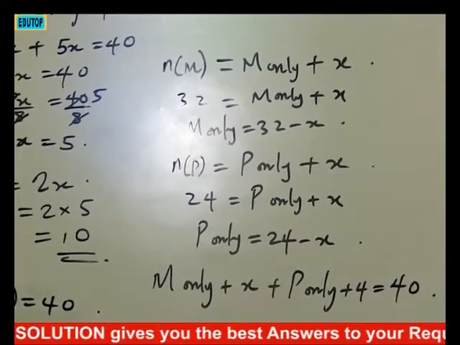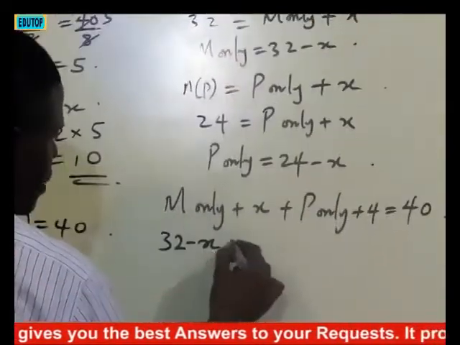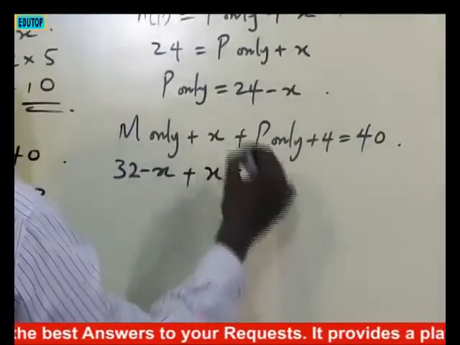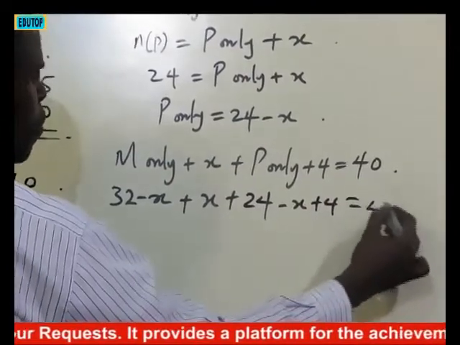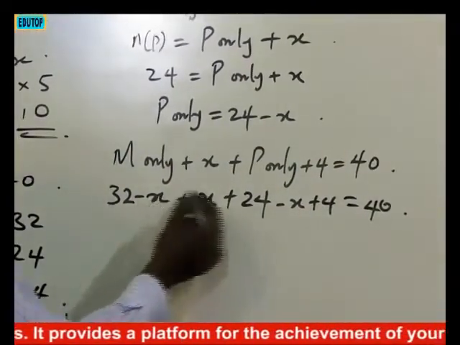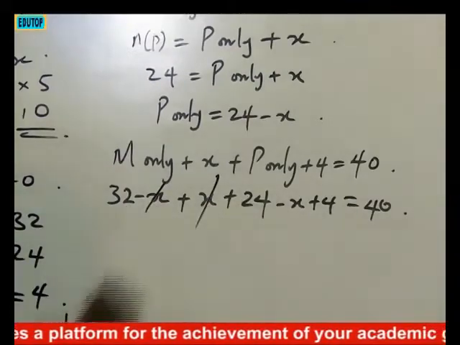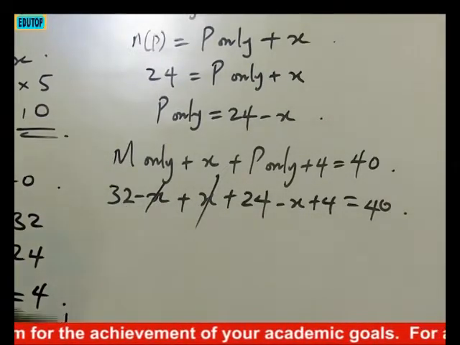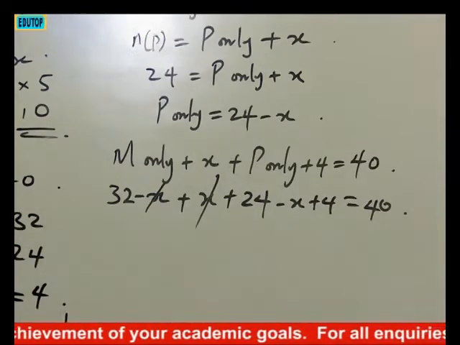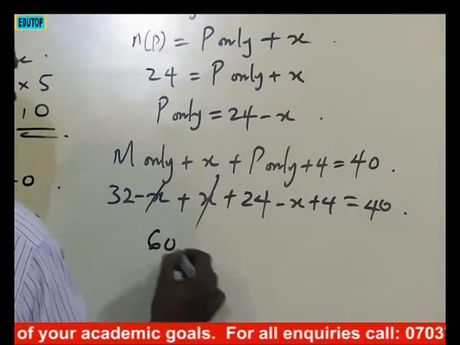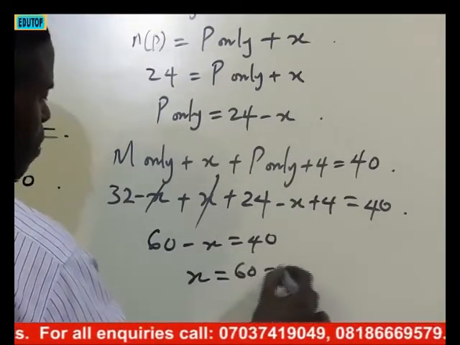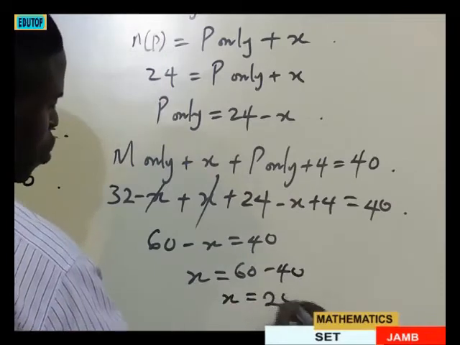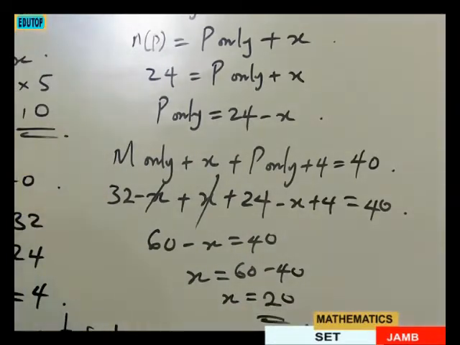Then what is M only? That is 32 minus X, plus X, plus what is P only? Physics only. That's 24 minus X, plus 4 equals 40. Then minus X plus X, it cancels out. 32 plus 24, that would be 56. 56 plus 4, that is 60. 60 minus X equals 40. So our X will now be 60 minus 40. So our X equals what? 20. So the number that offer both subjects is equal to 20.